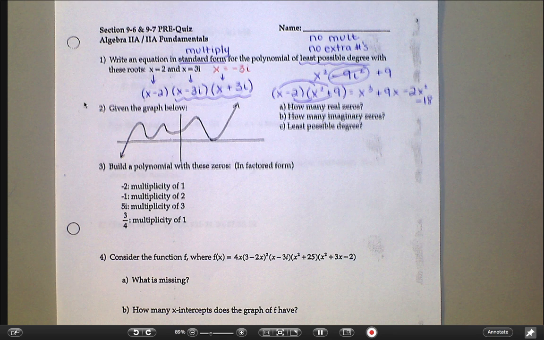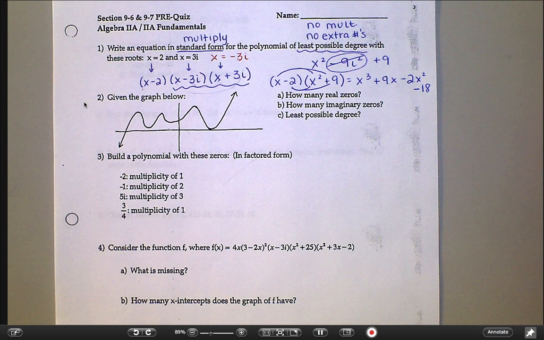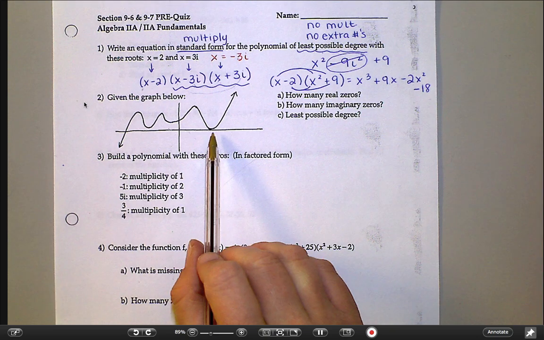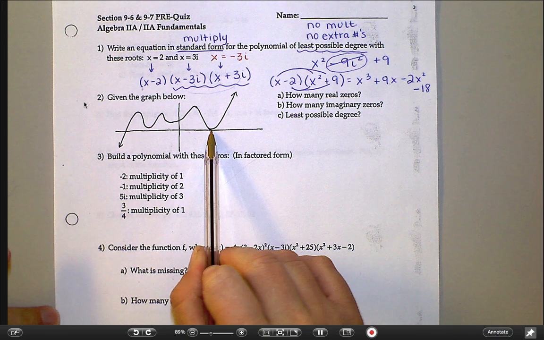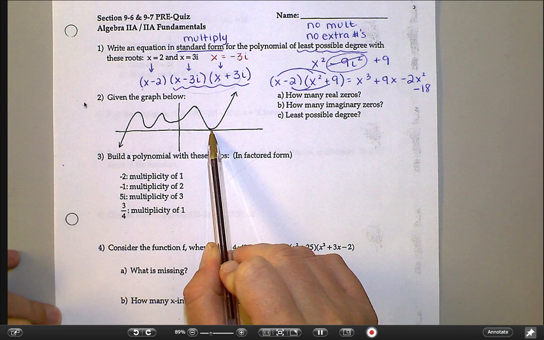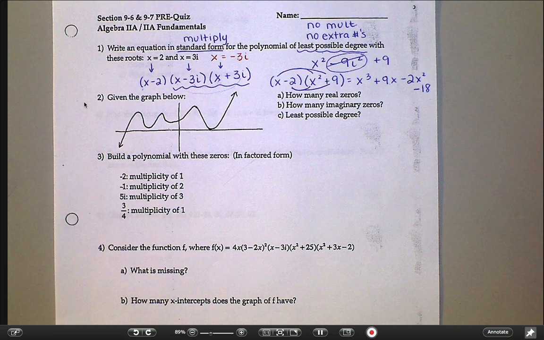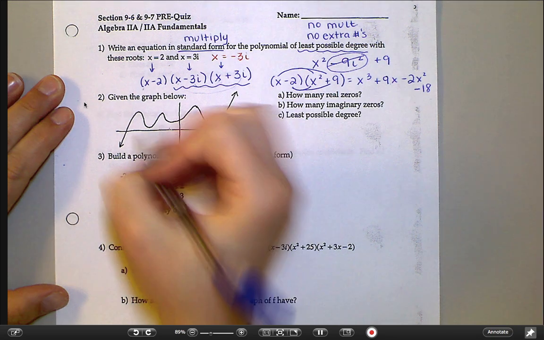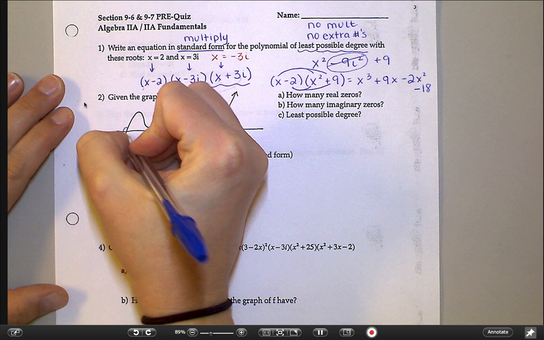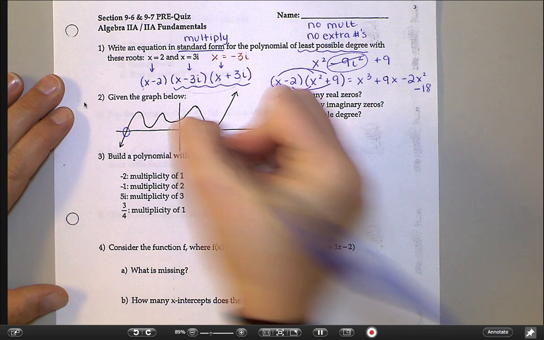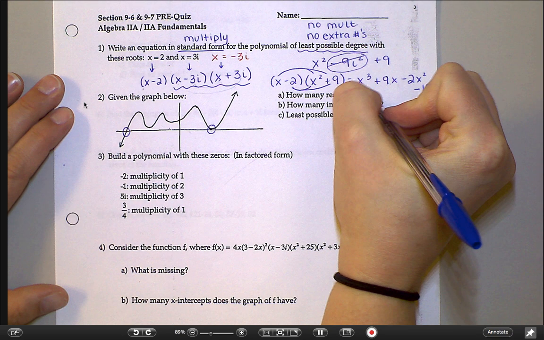Okay, so let's take a look then at number 2. We've got this crazy graph, and I just want to clarify, I'll probably mention this in class too, but we are going to assume the graph hits the line right there, okay? So it says, how many real zeros does it have? Real zeros you can always see on the graph. So I see a real 0 here and a real 0 here. So I have 2 real zeros.